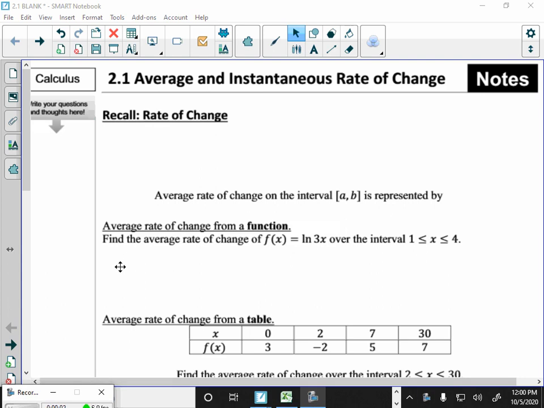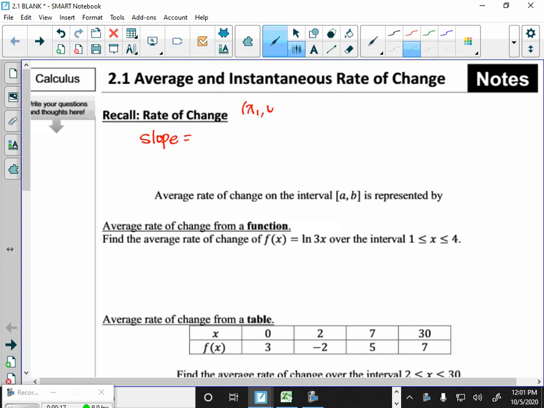This is topic 2.1, average and instantaneous rate of change. And we're going to recall what a rate of change is. And it's simply a slope. So our slope is, and let's start with 2 points. Maybe point number 1 has x and y coordinates, and point number 2 has x and y coordinates. And so the slope would be y2 minus y1 over x2 minus x1. And that is the change in y over the change in x.